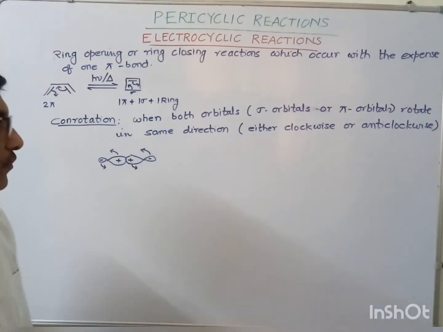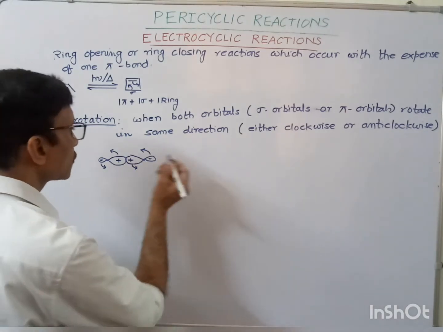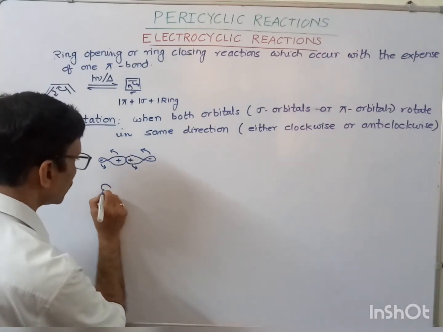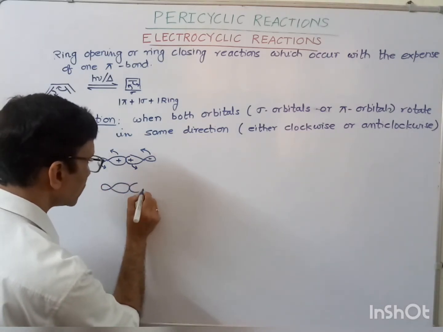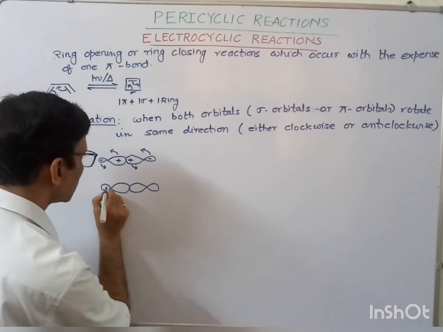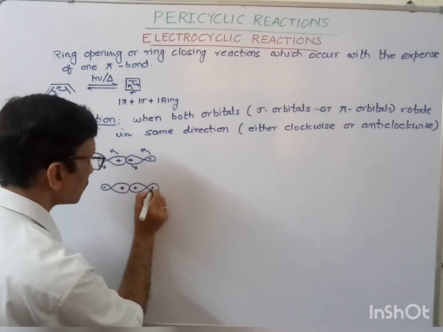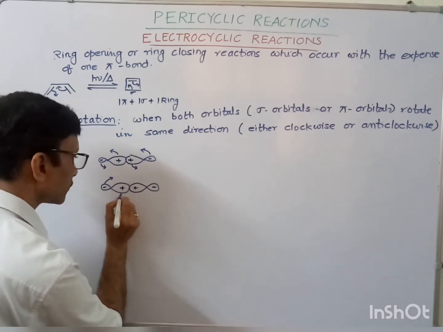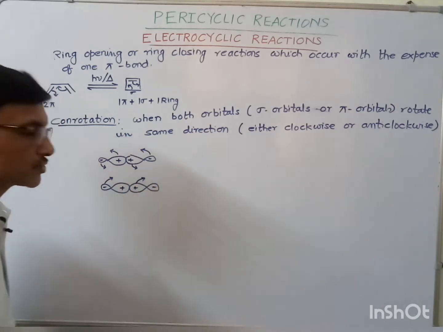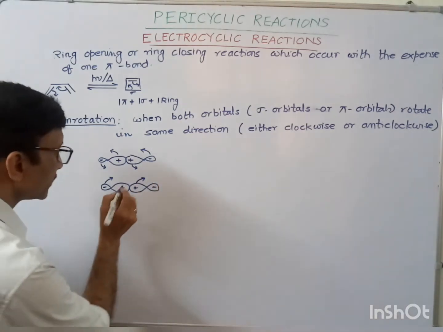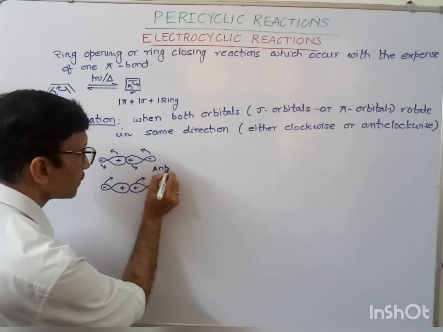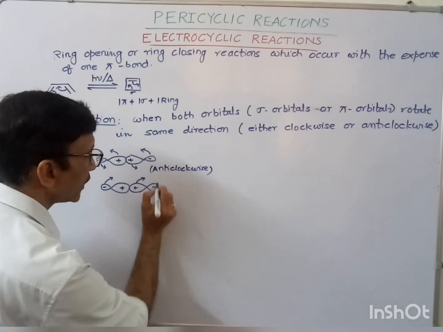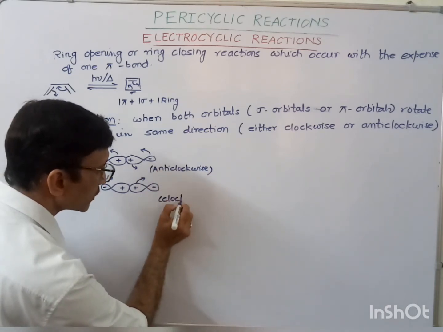In the same way, they may rotate in a clockwise manner also, either this one or this one, minus, plus, plus, minus. So this is anti-clockwise rotation, where both orbitals move in an anti-clockwise manner, and this is the clockwise manner.